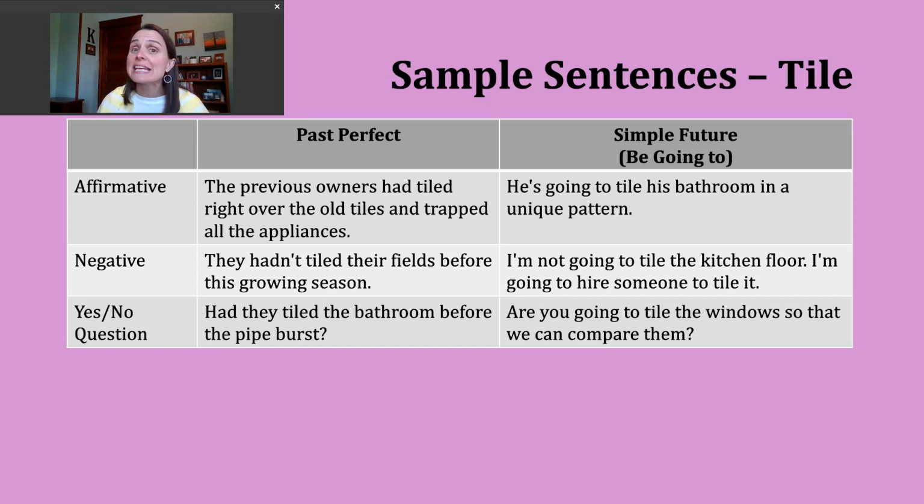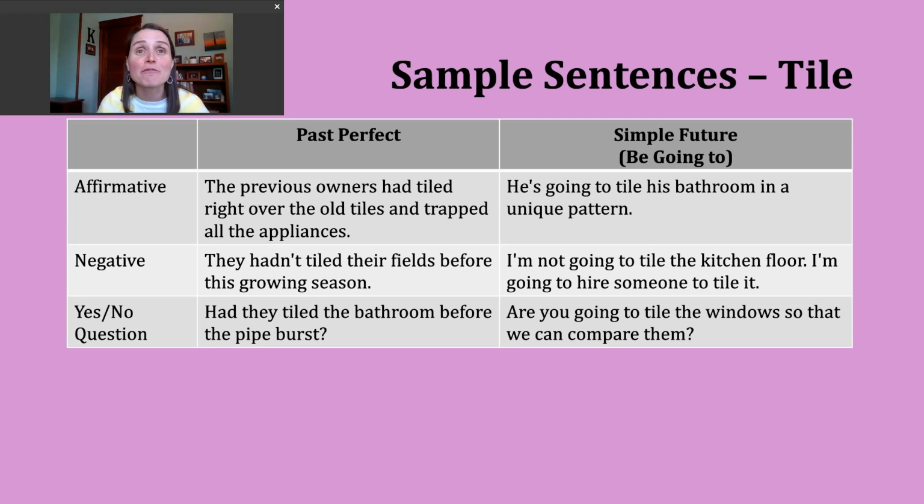But if my subject is you, we, or they, I'll use are, A-R-E, going to, and then the base verb. And finally, if my subject is he, she, or it, I will use is going to, and the base verb.